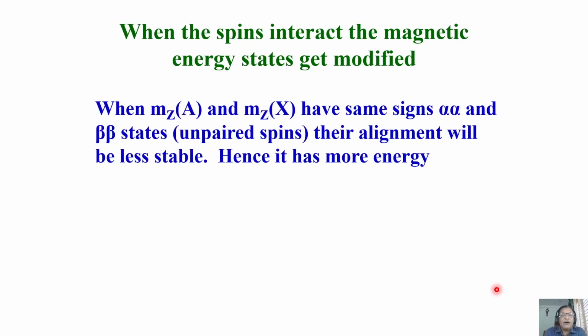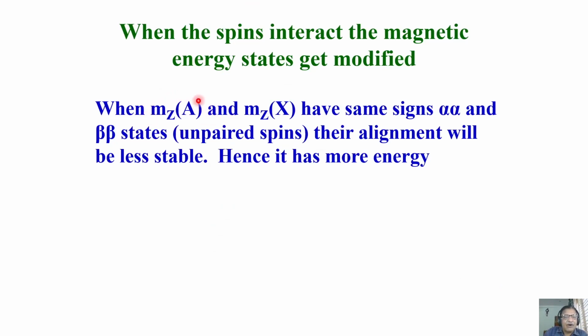Earlier they were not interacting. In the previous example, we had four energy levels: beta beta, alpha beta, beta alpha, alpha alpha. The total magnetic quantum numbers of these energy states were -1, 0, 0 and 1. So it was very easy to understand. Now when the spins interact, some interesting things do happen. Please understand.